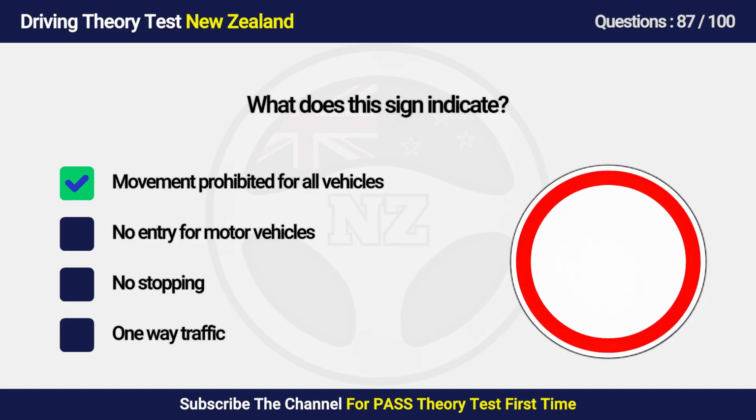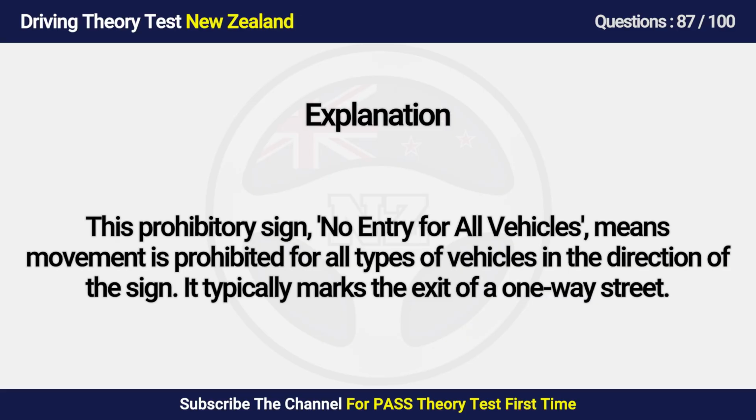Answer is A. Movement prohibited for all vehicles. This prohibitory sign, no entry for all vehicles, means movement is prohibited for all types of vehicles in the direction of the sign. It typically marks the exit of a one-way street.